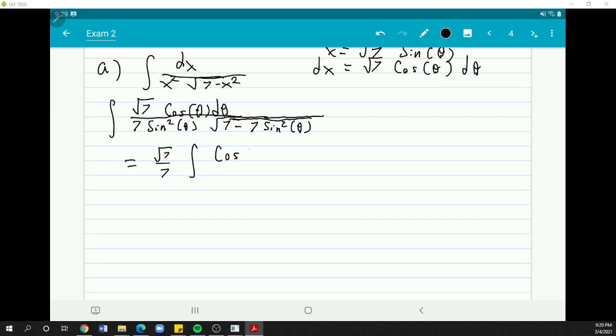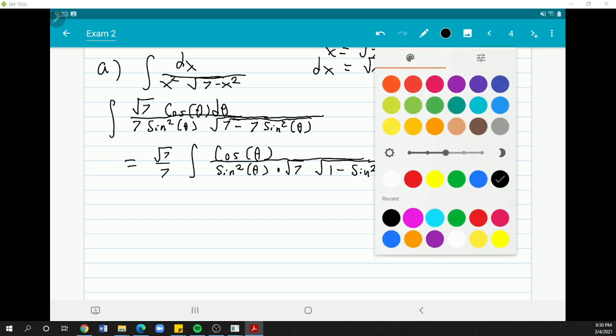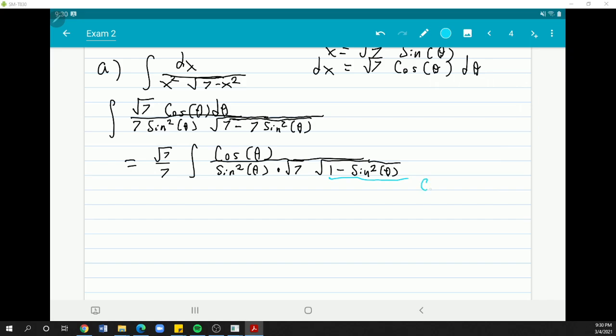Integral, cosine theta, don't change anything there. Sine squared of theta. I can pull a root 7 out of the square root, because you're allowed to do that: if I have the square root of a times b, that's the square root of a times the square root of b. So factor out a 7, pull it out, and then we have the square root of 1 minus sine squared theta. And this is the whole reason that we do this weird substitution that seems like it makes it harder: now 1 minus sine squared theta is cosine squared theta, and then we're just taking the square root of something squared, which we can do.